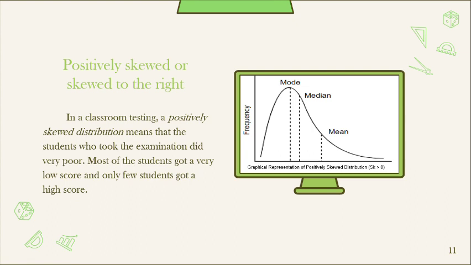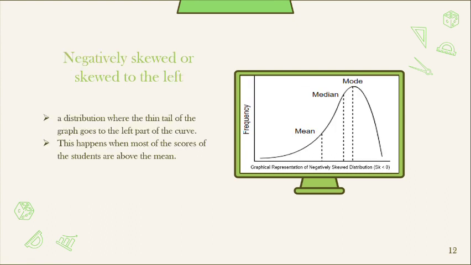And mapapansin nyo, yung scores nila is nasa negative side lahat. So, ibig sabihin, konti lang yung nakakuha ng mataas na score and mostly mga mababa na. Next is the negatively skewed or skewed to the left. Ito naman yung graphing niya.